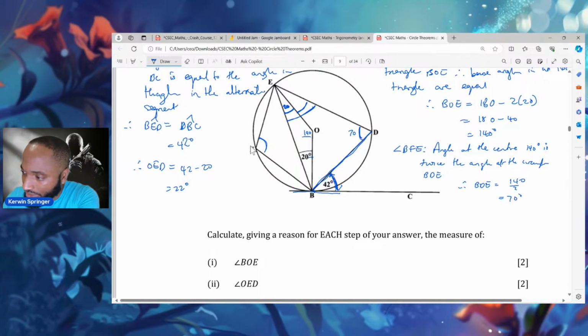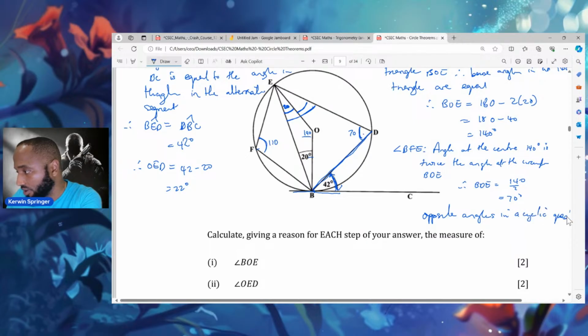So if this is 70 degrees, this must be 110 because the opposite angles in a cyclic quadrilateral are supplementary. Opposite angles in a cyclic quadrilateral are supplementary. That just means add up to 180 degrees. Therefore, the final angle that I'm looking at, BFE, must be 180 minus 70, which is 110.